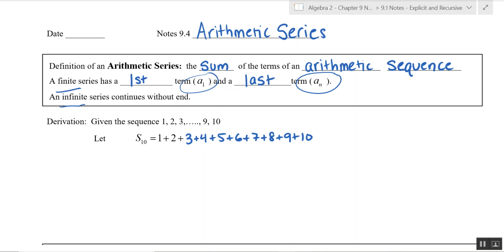Now go ahead and pause the video for a second. I want you to think about what is the fastest way you could possibly add those together.